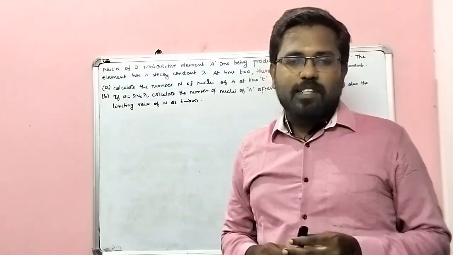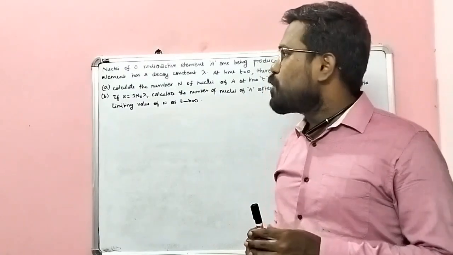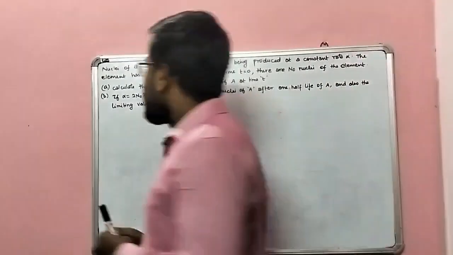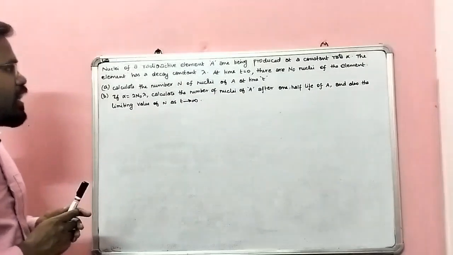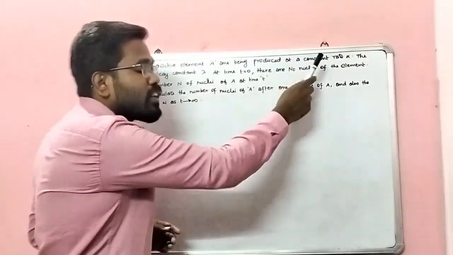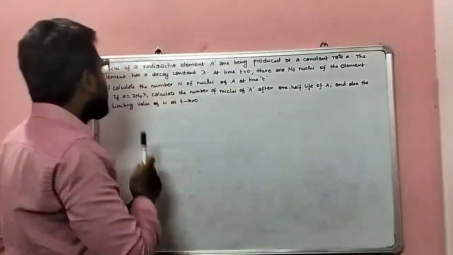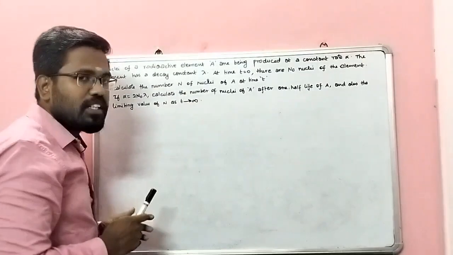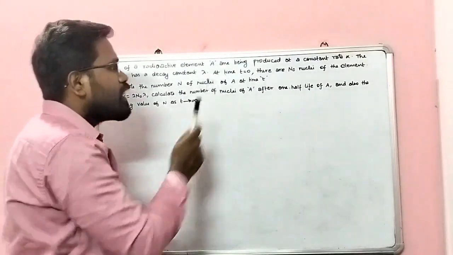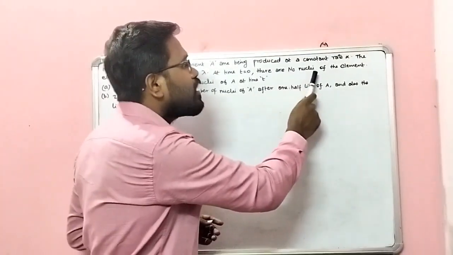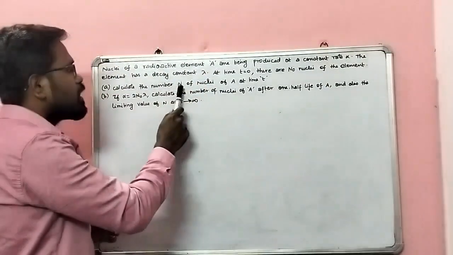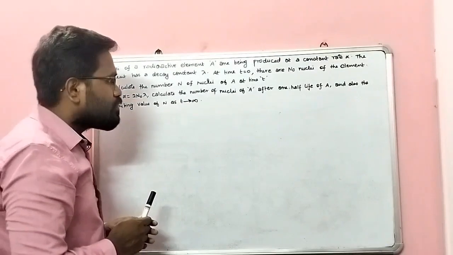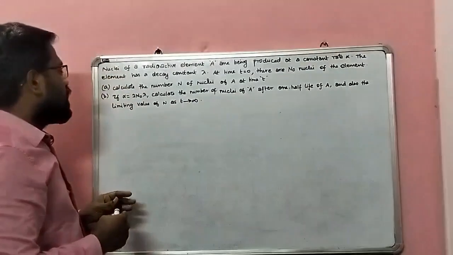Let us discuss another problem from the chapter Nuclear Physics. The nuclei of a radioactive element A are being produced at a constant rate alpha. The element has a decay constant lambda. At time t equal to 0, there are n0 nuclei of the element. Calculate the number n of nuclei of A at time t.